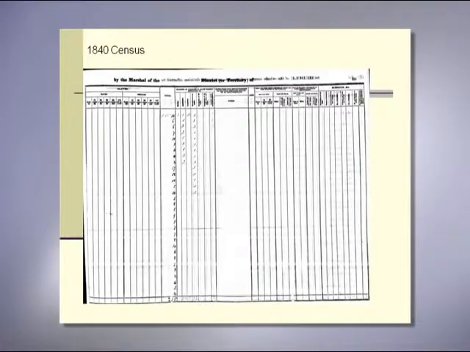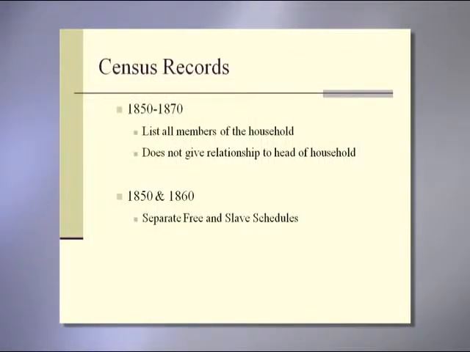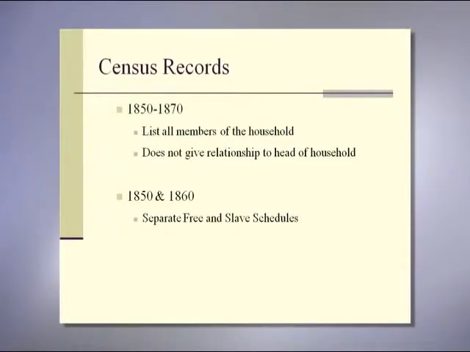You can see this is a 2-page schedule, and it says at the top, by the marshal and the district from which it was taken. Beginning in 1850, they list everyone in the household, but they don't give you their relationship. But it lists the men, the women, the children, servants, and sometimes you can tell a little bit of the relationship by the occupation. For example, it might list that somebody was a servant. In 1850 and 1860, there are separate free and slave schedules.